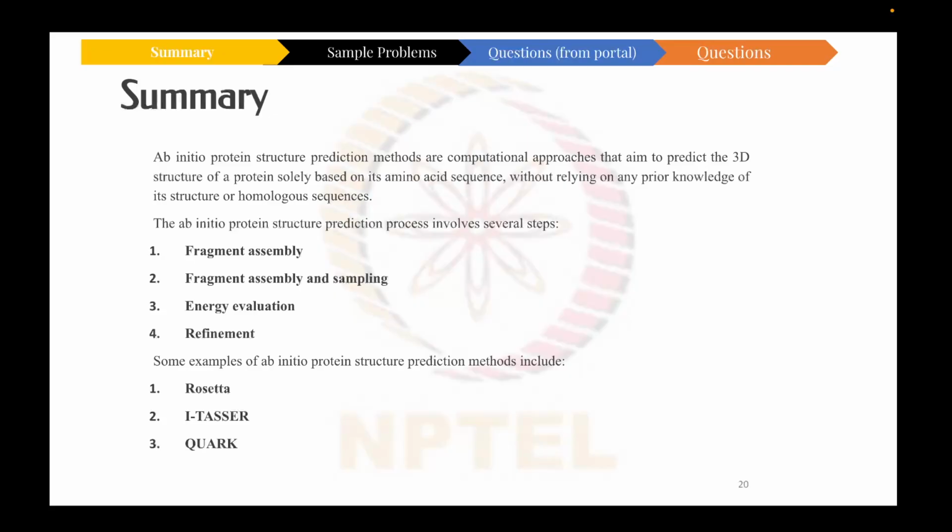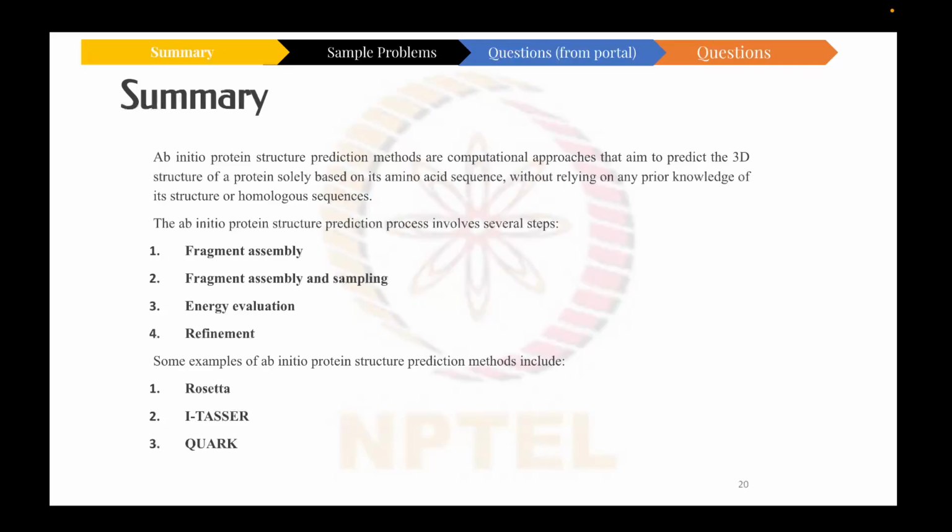The basic idea behind ab initio protein structure prediction is to generate a large number of 3D conformations of a protein, then to search for the conformation with the lowest energy, which is assumed to be the native structure. The energy of these conformations is calculated using physics-based energy functions that take into account the electrostatic, van der Waals, and other physical interactions between the atoms.